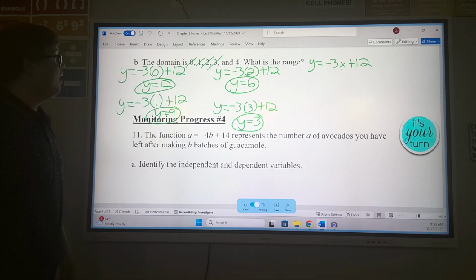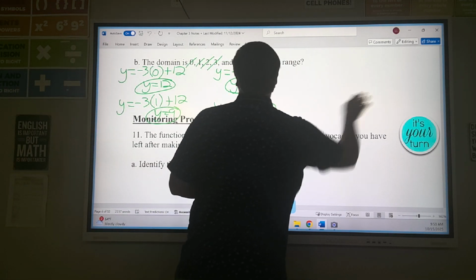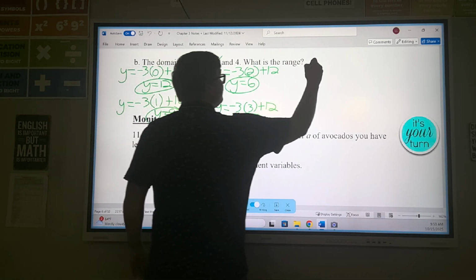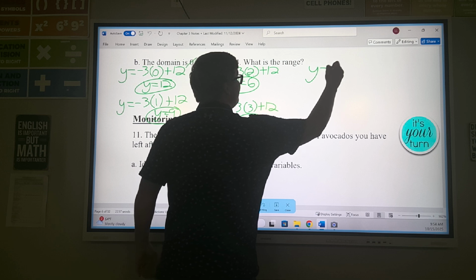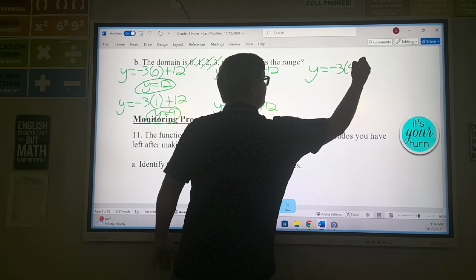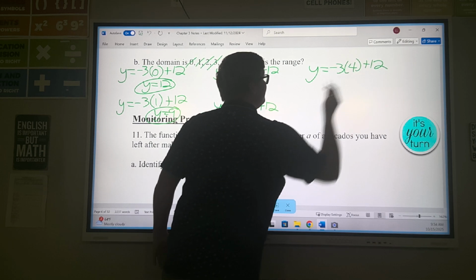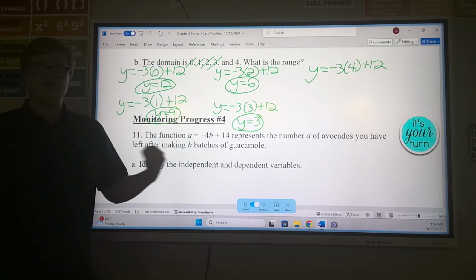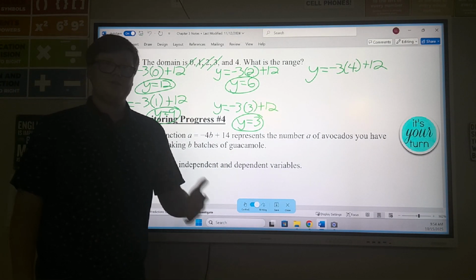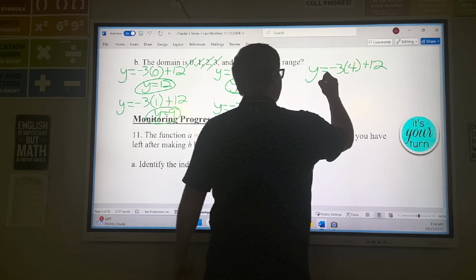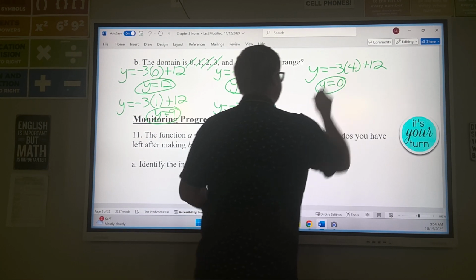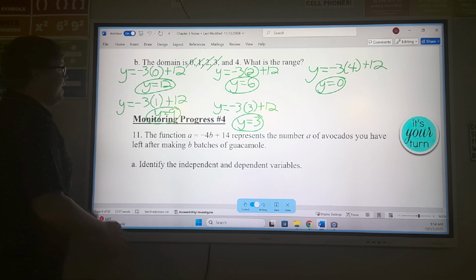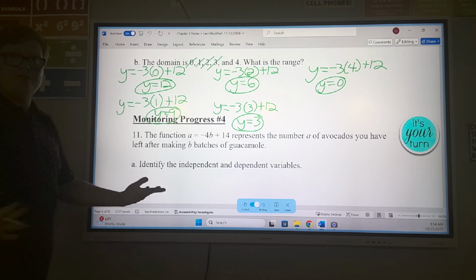Now we have to do one more. One more equation because we have to put 4 in there. So y equals negative 3 times 4 plus 12. Negative 3 times 4 is a negative 12. 12 minus 12 is 0. Y equals 0. Okay, we have all of our y values. Now we just have to put it in our range.